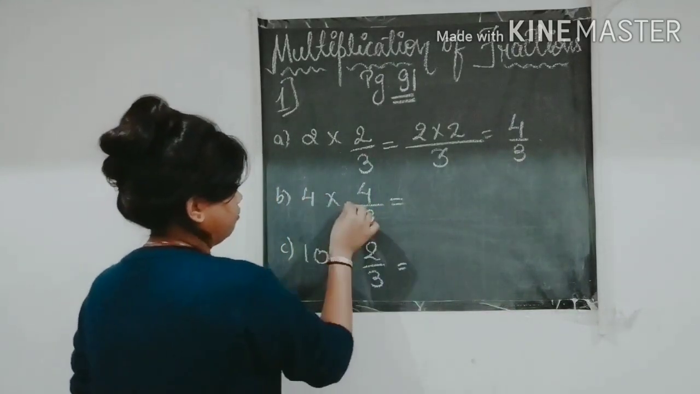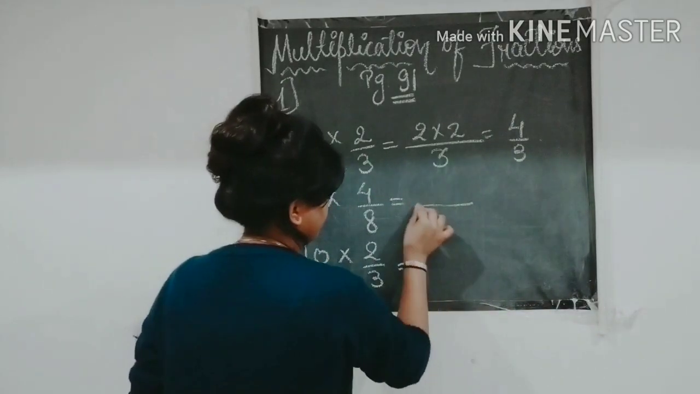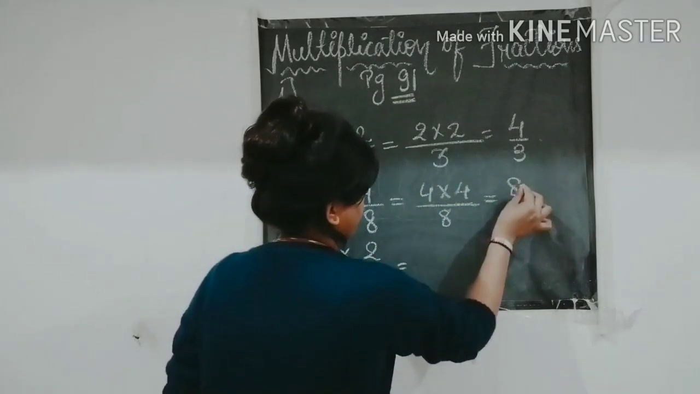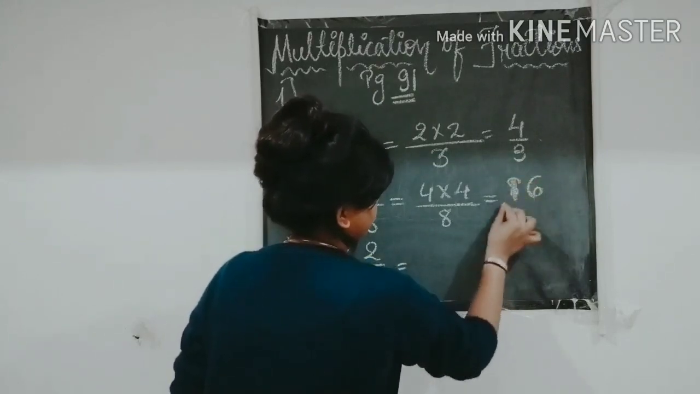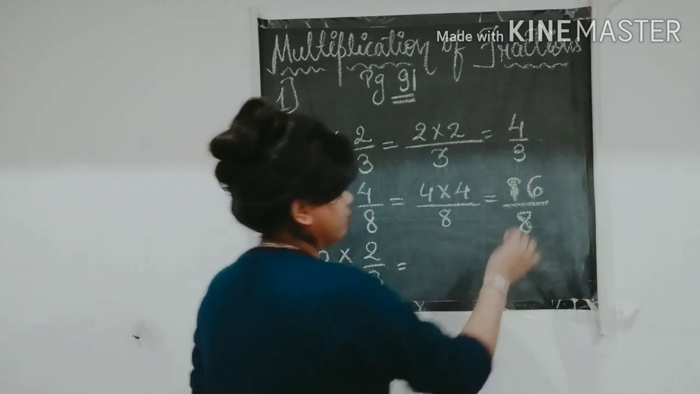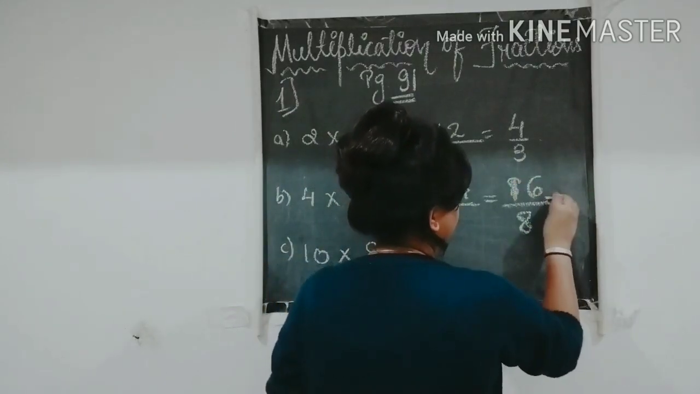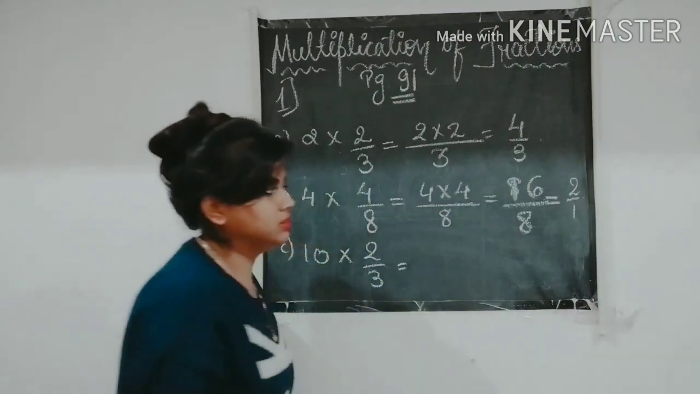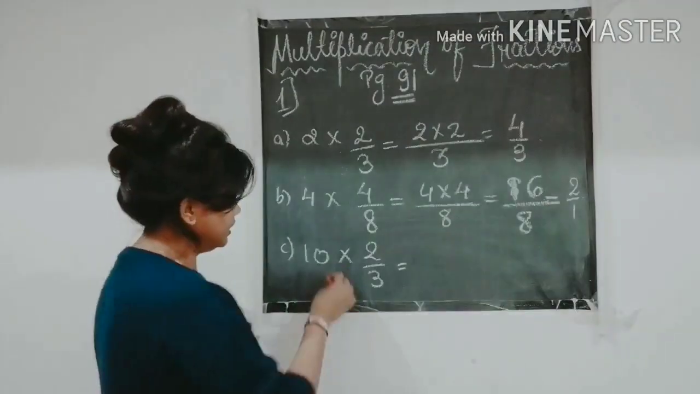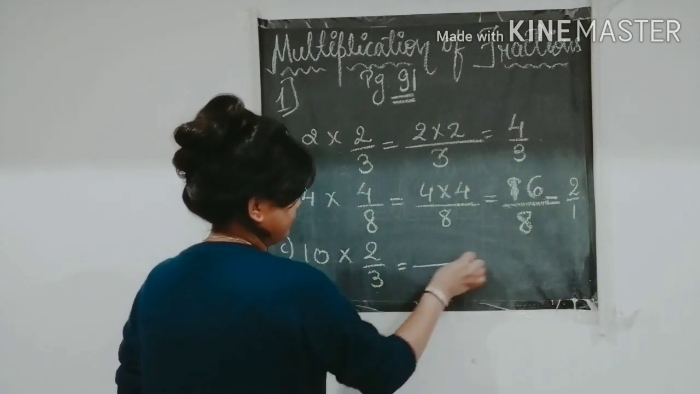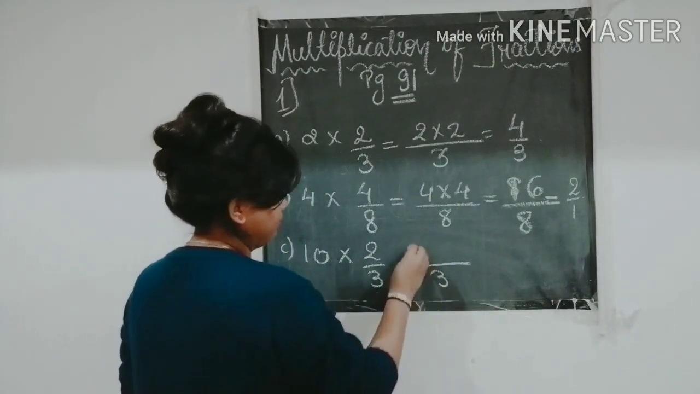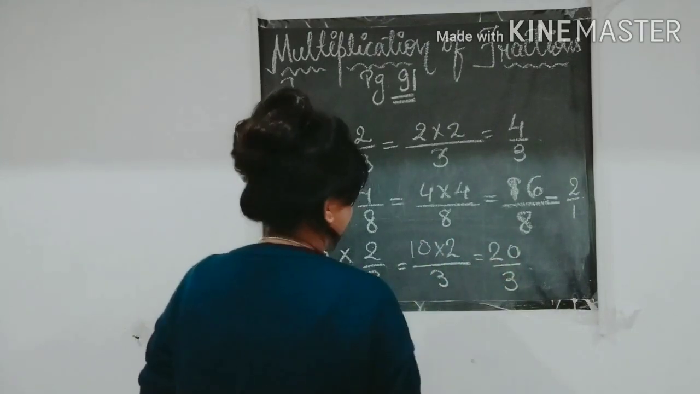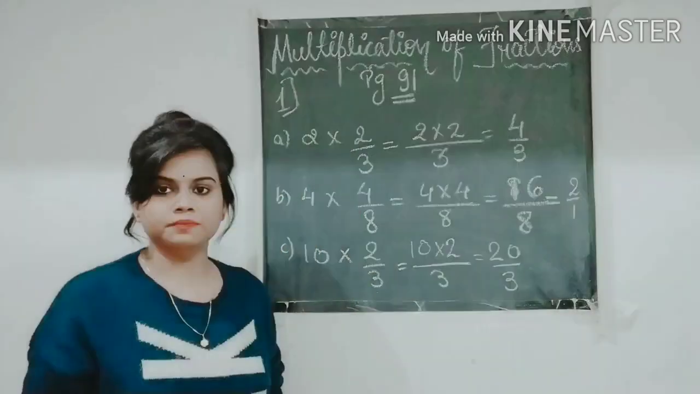Next one is 4 multiplied by 4 by 8. So you take 8 as the denominator and 4 multiplied by 4, that is 16, over 8. You can divide using the table of 8. When we divide, you will get 2 by 1. That is 2 is your answer. Next question is 10 multiplied by 2 by 3. Take 3 as the denominator and 10 multiplied by 2. You will get 20 divided by 3. So the fraction will be 20 by 3.